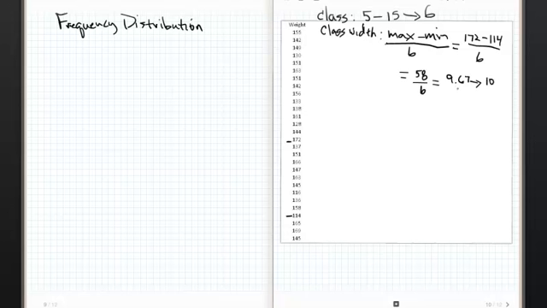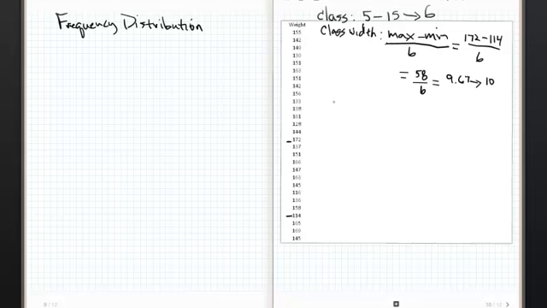Now, in so doing, I may actually lose one of my classes. I may only end up with 5, which is okay. Okay? So here we go. Now it gets really simple. I know that the width, the size, think of it as the size of each one of my classes, is going to be 10 wide. They're all going to be the same width.